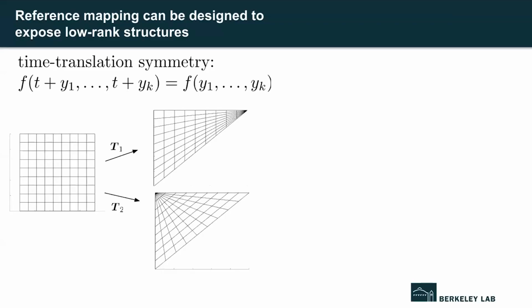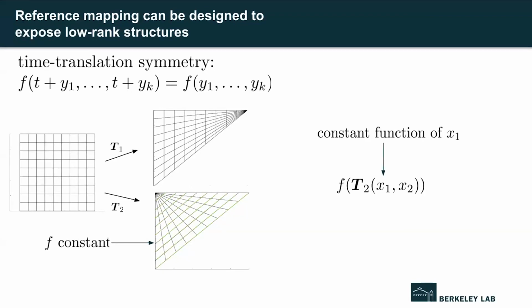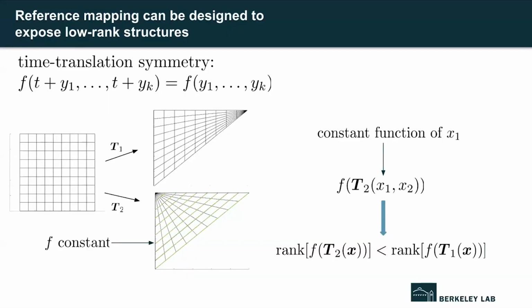Well, here are 2 possible maps T. If we consider this algebraic property as a geometric property, what it's saying is that the function f is constant along these green lines that are uncovered by this map T2. So f is constant along these lines, and what this means for the composition function that we're going to integrate is that this composition function is a constant function of x1. The implication is that the rank of f of T2 of x is going to be smaller than the rank of f of T1 of x. And so we'll get a more efficient numerical method when we apply the low-rank approximation to f of T2 of x as opposed to f of T1 of x.